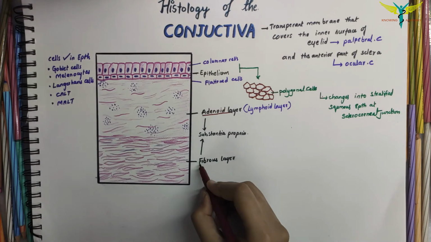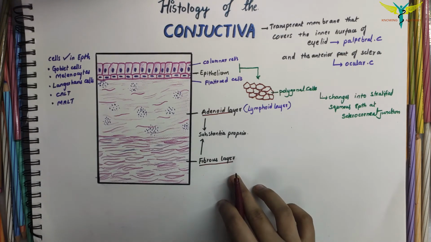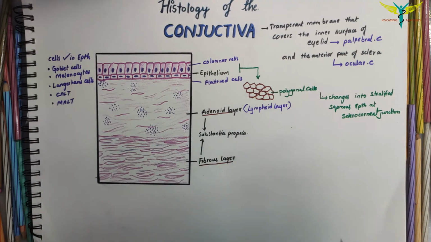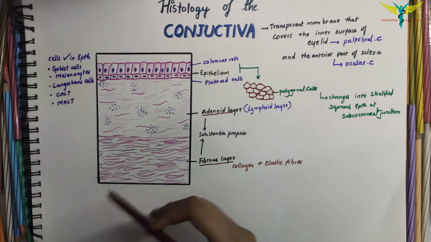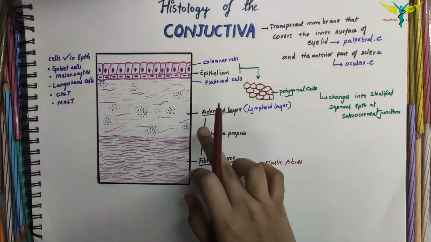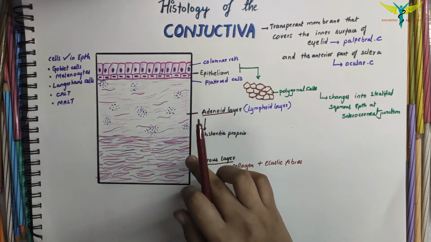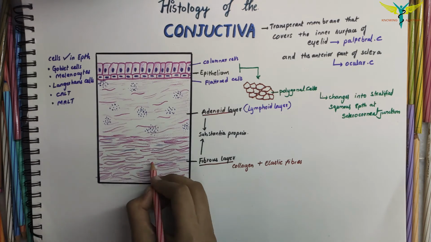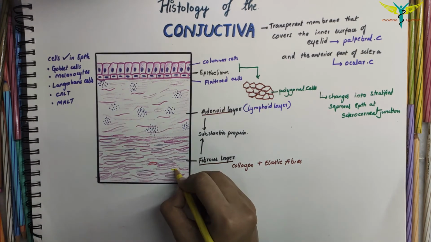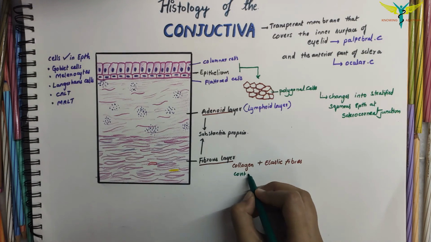Now coming to the fibrous layer, it has many collagen fibers plus elastic fibers. This fibrous layer is thicker than the adenoid layer except in the tarsal conjunctiva, and this fibrous layer contains conjunctival vessels and the conjunctival nerves.